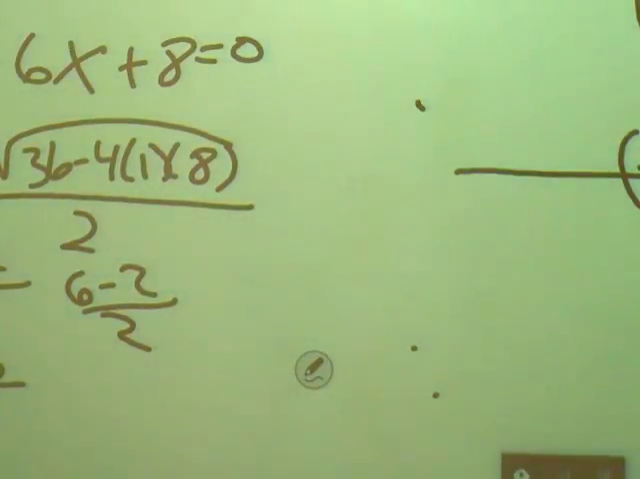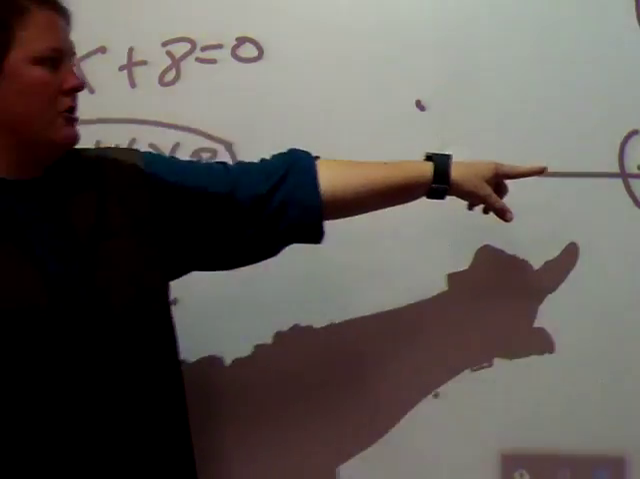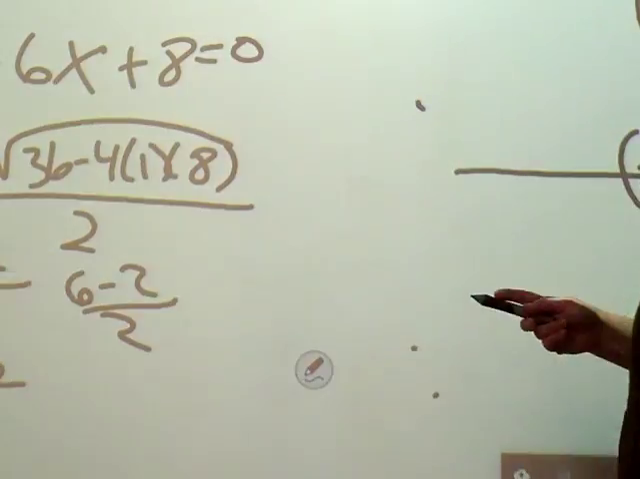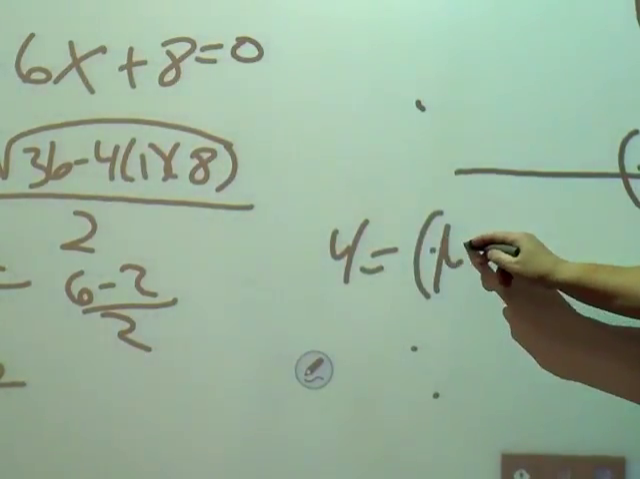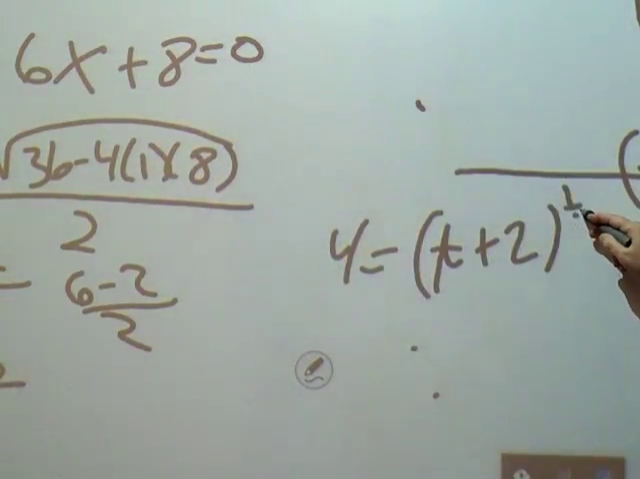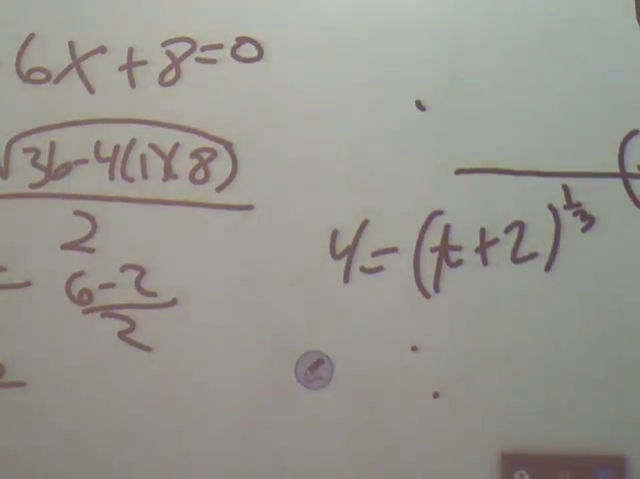Okay? I was about to say they'll probably put that as a choice, but they didn't, thank goodness, because a lot of people will get that and choose that. I have to take those now and convert them to my t's. So my first x, 4, equals t plus 2 to the 1/3 power. How do you undo a 1/3 power?